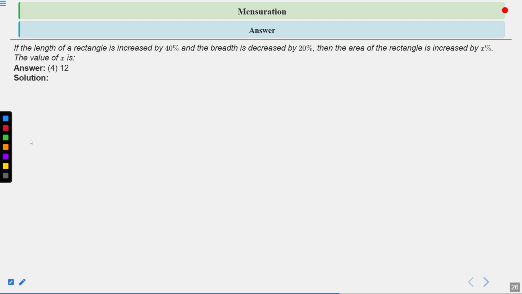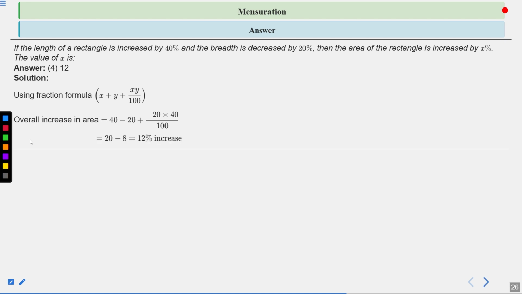Now see the detailed solution of this question. Using the formula x plus y plus xy upon 100, we can directly calculate it. So the overall increase in area will become 40 minus 20 plus (minus 20 into 40) upon 100. So we get 20 minus 8, which equals 12% increase, because this is the positive value. So we can directly calculate it, which is 12% increase. The fourth one is the correct answer of this question. Next one.